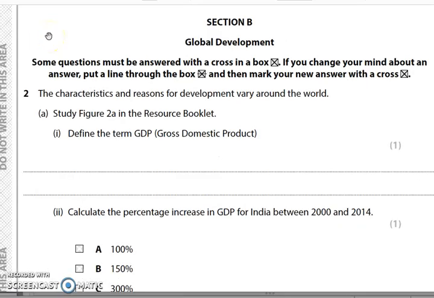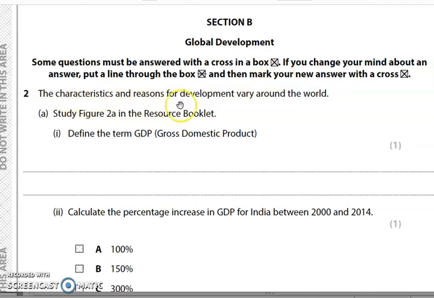So when we look at this section, section B, global development, it is important that you read all of the instructions, and if you've seen these videos before, you'll know all about how to mark an X in the box for the multiple choice questions. So don't circle them, don't tick them, follow the instructions, otherwise you will lose simple marks.